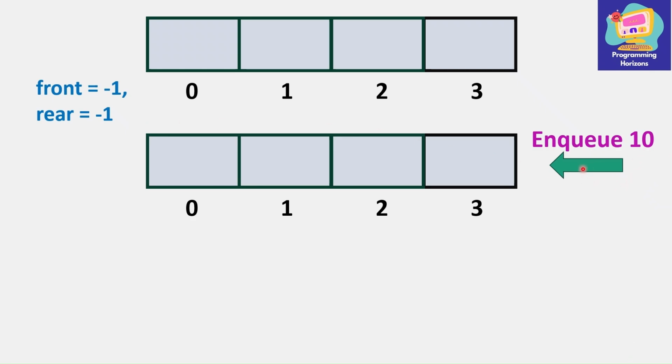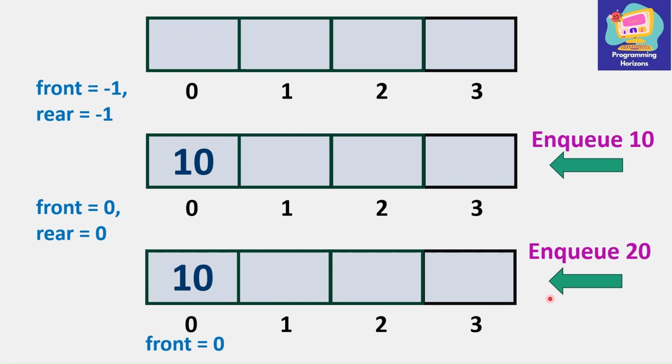So first of all, insertion in case of queue is known as enqueue operation. In order to insert value 10 into the queue, we will have to first update both front and rear to index 0. That means at this index we will insert value 10. So now both front and rear are 0. This means this is the only value in the queue.